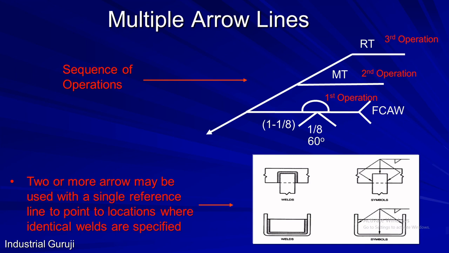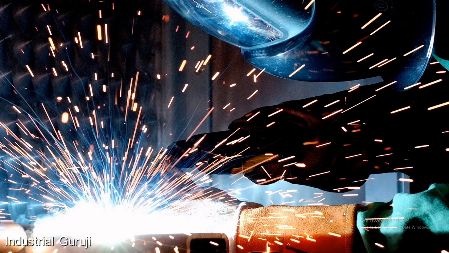If you want to show sequence of operations, then we can show it symbolically like this. First operation is FCAW welding, second operation is magnetic particle testing, and third operation is radiographic testing. Also, we can use 2 or more arrows with a single reference line to point to locations where identical welds are specified. Here, shown single fillet weld symbol with 3 arrows.